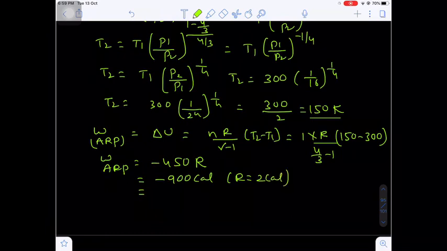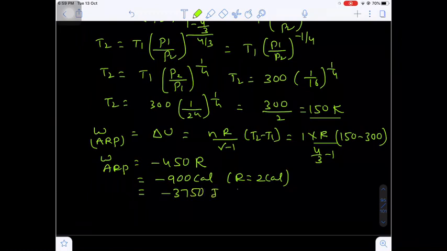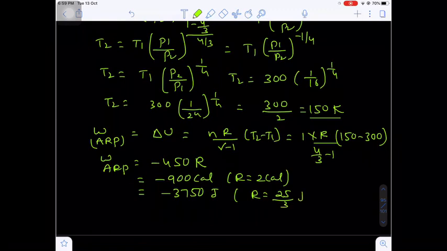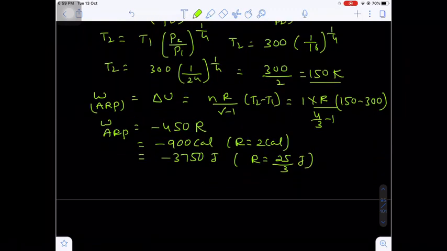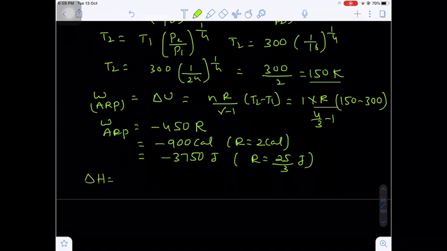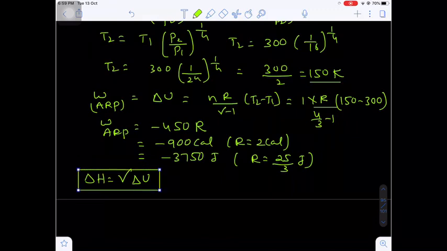If you take the R value in terms of joules, you will get minus 3750 joules, because the R value is approximately 25 by 3 joule per mole per Kelvin. After getting the del U, what is the del H? Del H is nothing but gamma times del U.